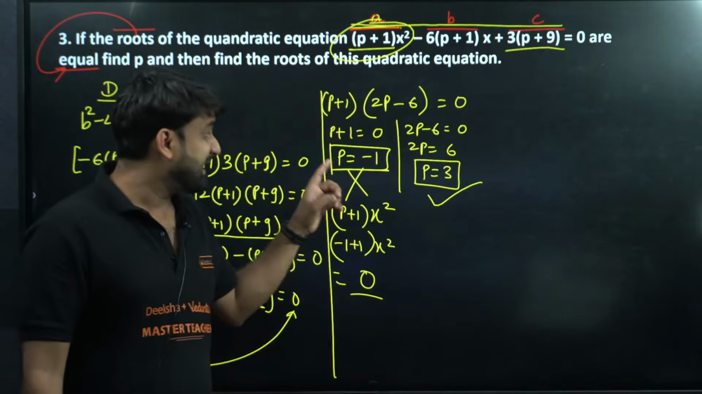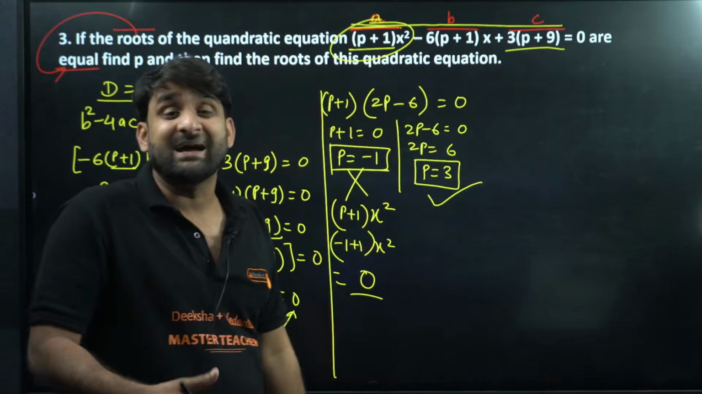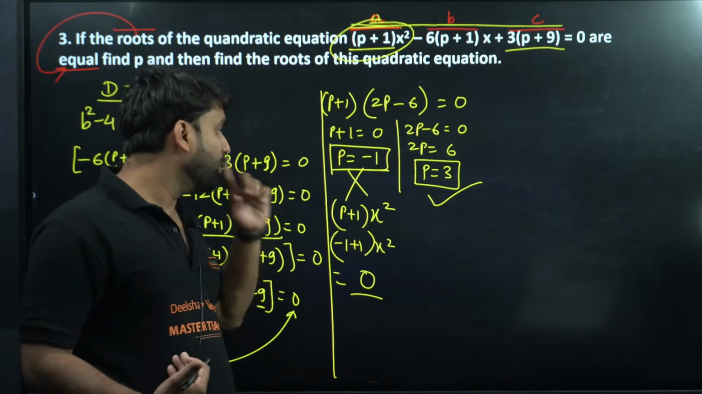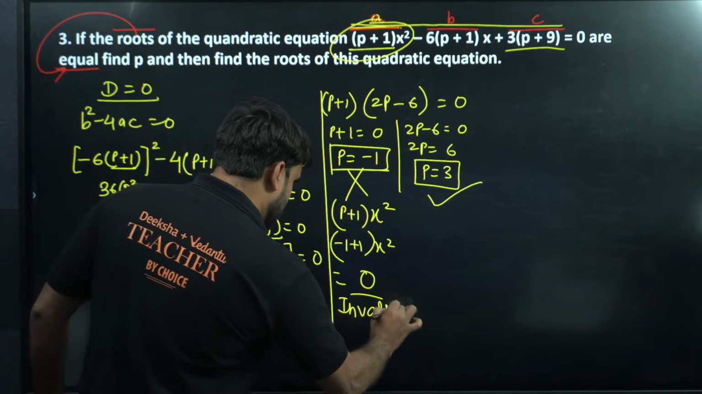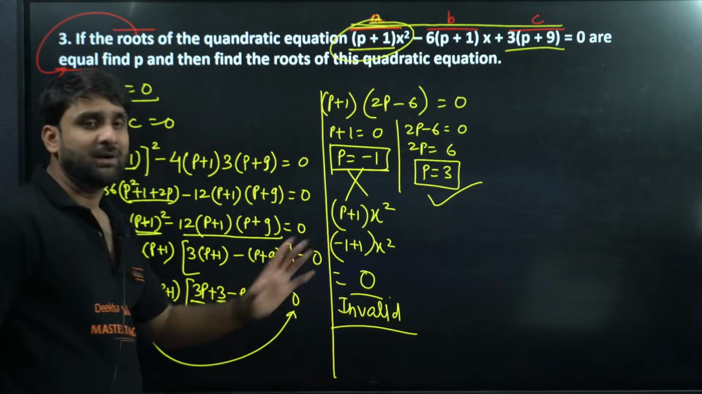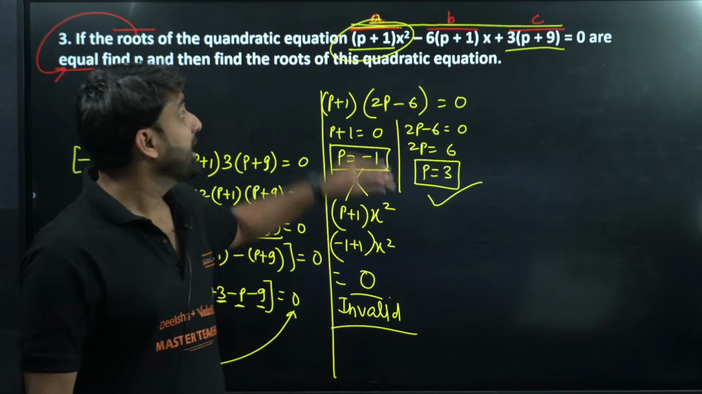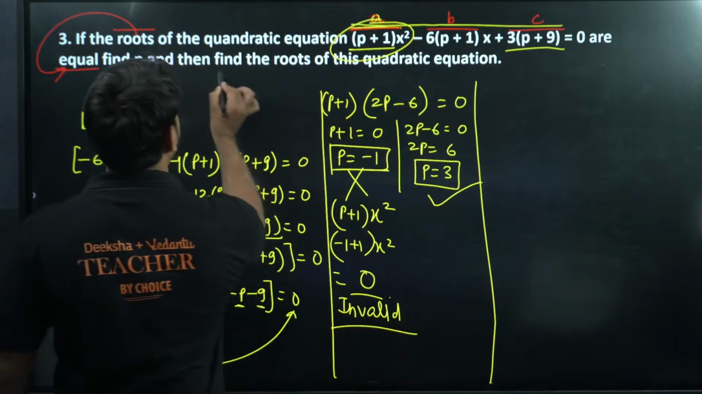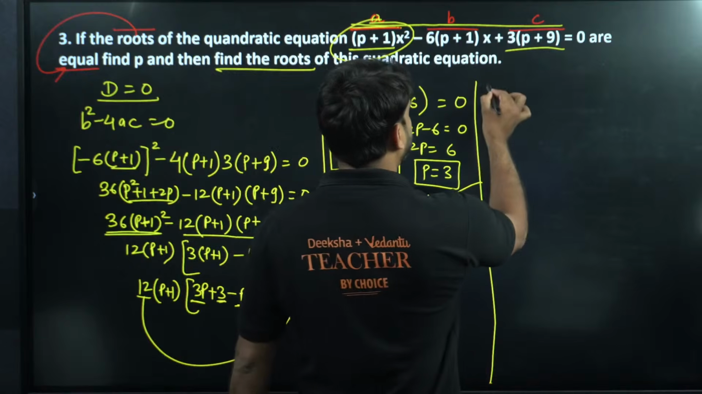Why? Because at P is equal to minus 1, this quadratic equation is losing its identity of quadratic equation. So P is equal to minus 1 is invalid. So we cannot consider this. So only value of P will be P is equal to 3. Now put P is equal to 3 here, because we have to find out the roots also. So now we have P, so we can put here P. So P is equal to 3.